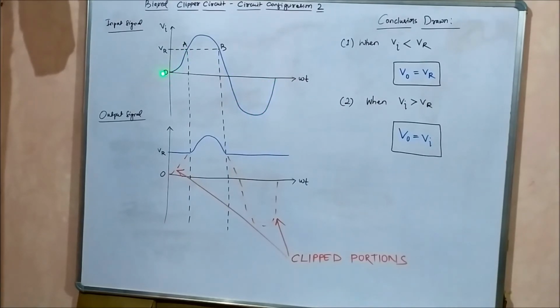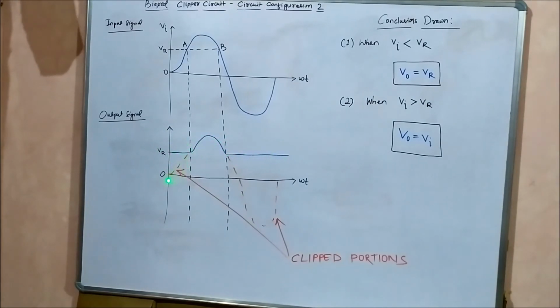So from O to A, the input voltage is lesser than the reference voltage, so V0 is equal to Vr. From B onwards, again the input voltage is lesser than the reference voltage, so V0 is equal to Vr. Only for the duration of the signal from A to B, where the input voltage is greater than the reference voltage, the output voltage is equal to Vi, so it follows the same signal waveform as the input. So the output follows the input. This is how the output waveform looks.